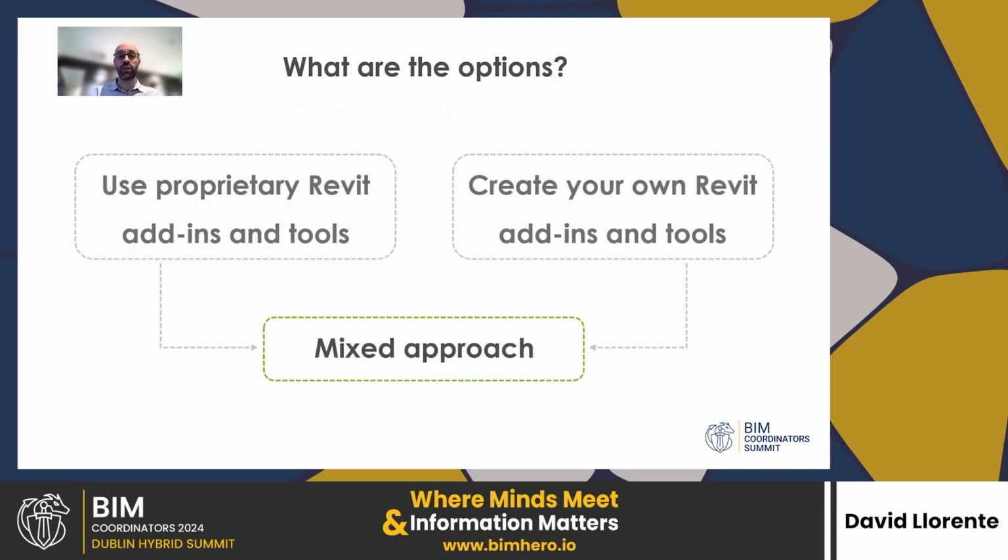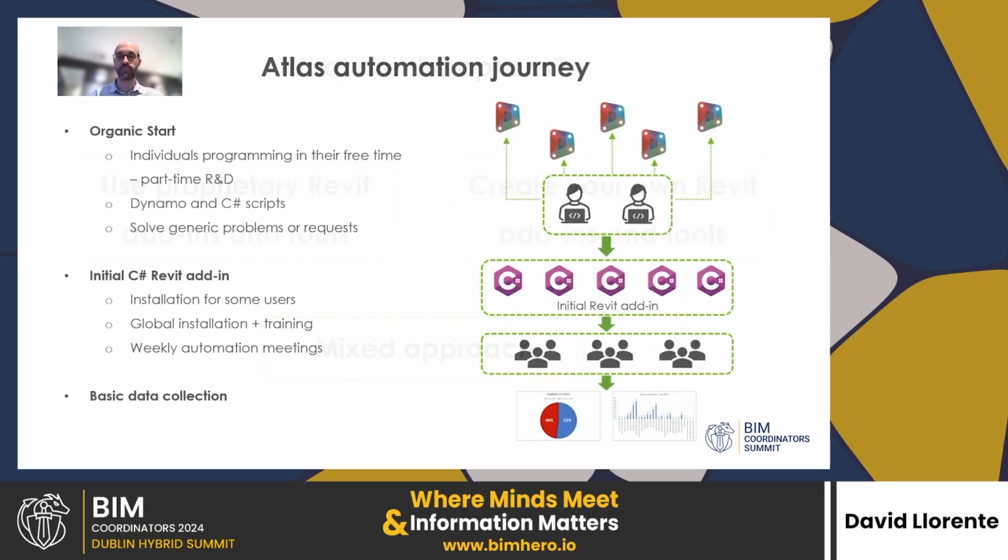So these are the two main options, and you could think that they are contradictory, but in reality, the best solution is probably a mixed approach: buy the tools that are already in the market and are good for your company and adapt to your problems, and in addition, create your own Revit tools to customize and to solve specific project problems. So this is what we did in Atlas, in our company.